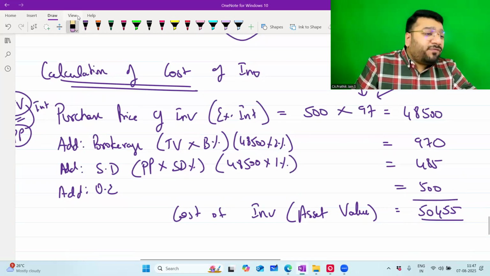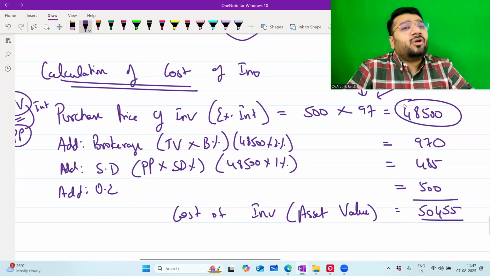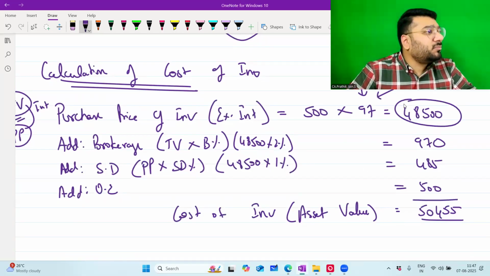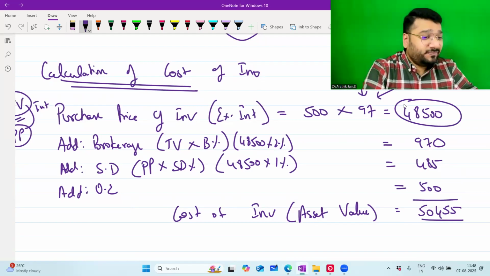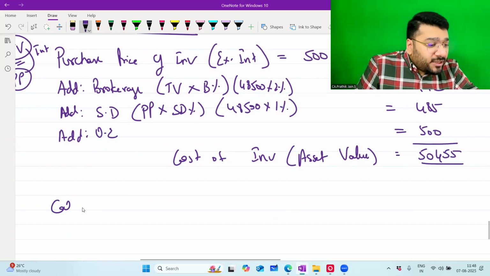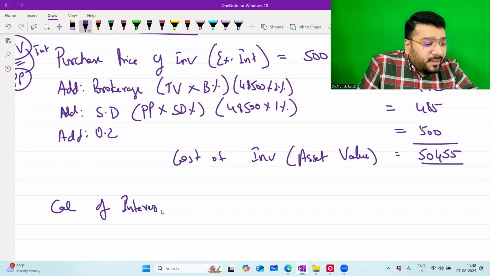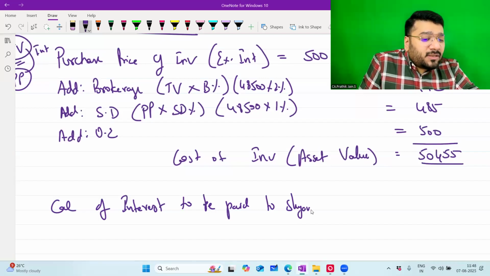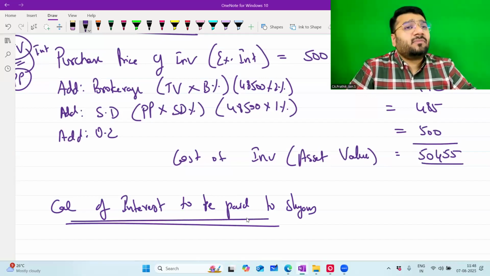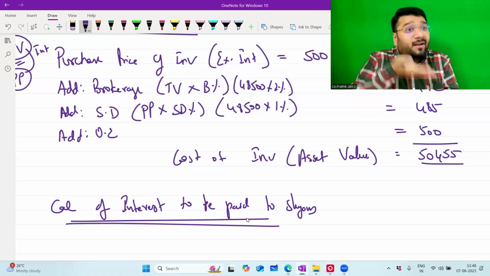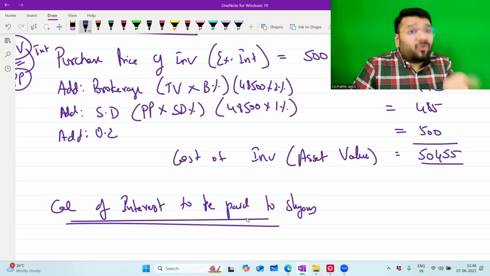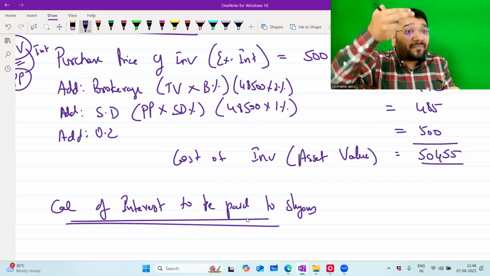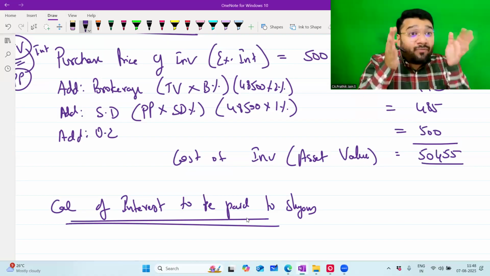Now, if you give 48,500 to Sham, will Sham accept and give the bonds to you? No. Apart from this, he'll ask for interest also. So next, the calculation of interest to be paid to Sham. Sir, why will we pay interest when we have not received the interest? Why will I pay? On 30 September, one month later, you will get it, because on that day your name is there in the debenture holder list. So you will get the interest for 6 months.